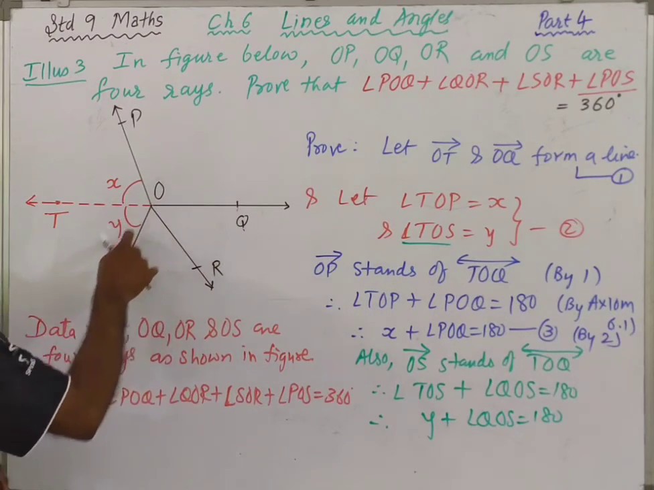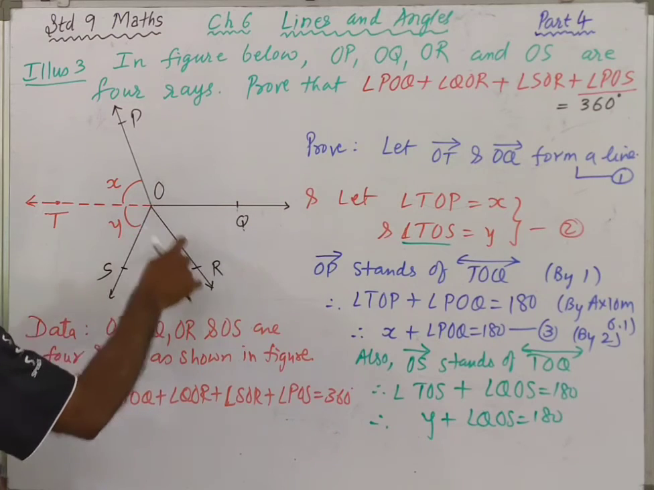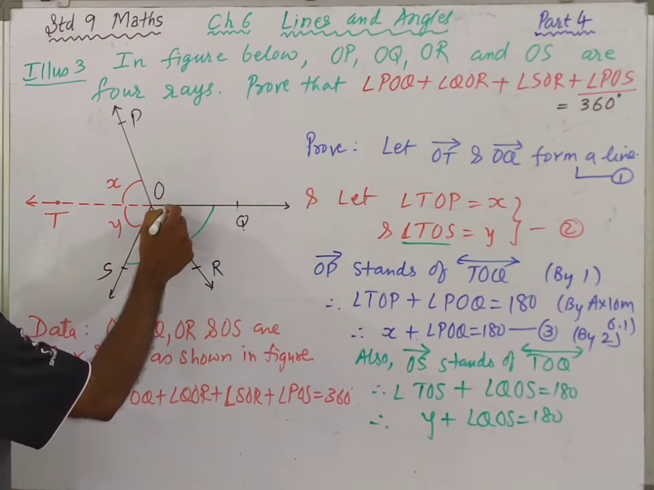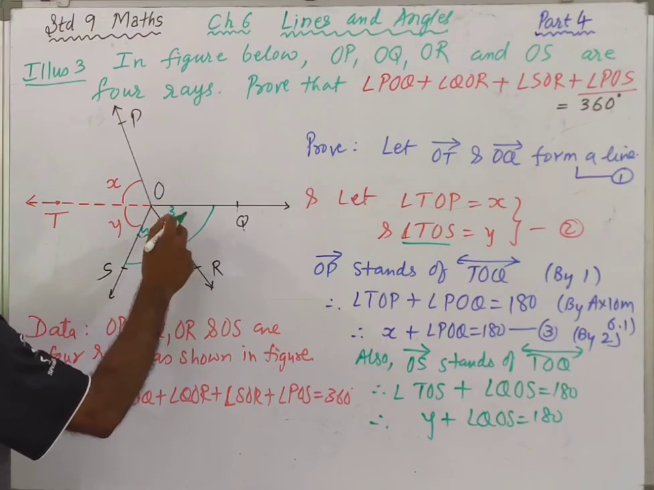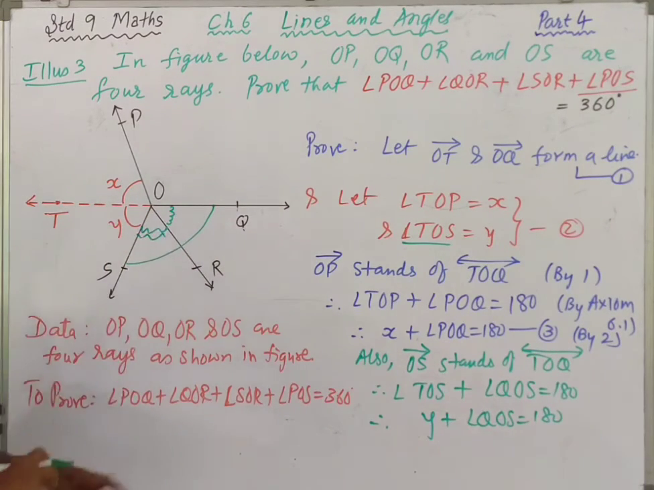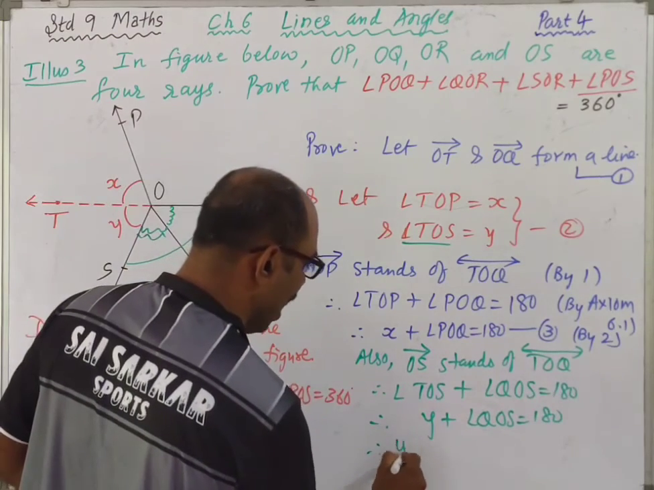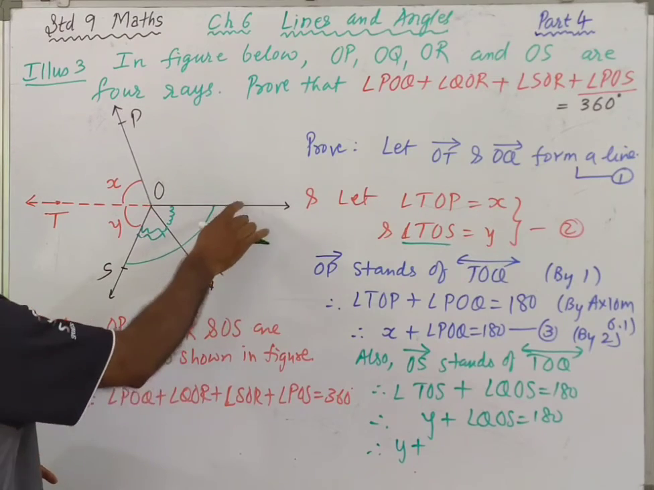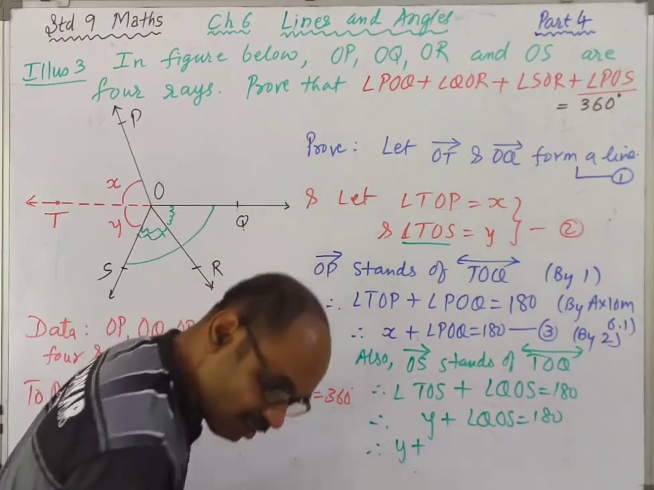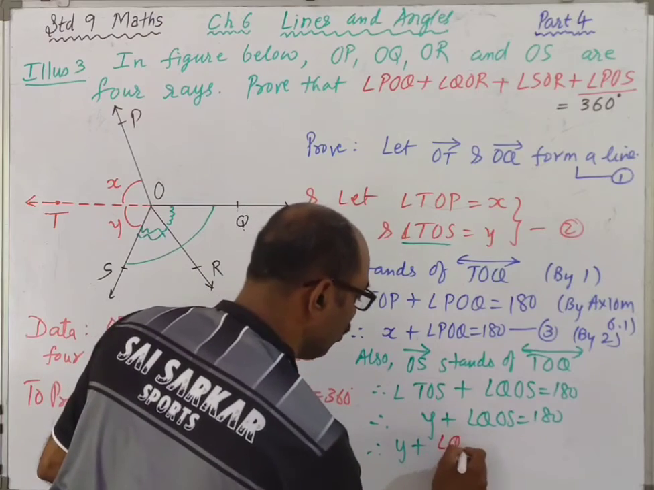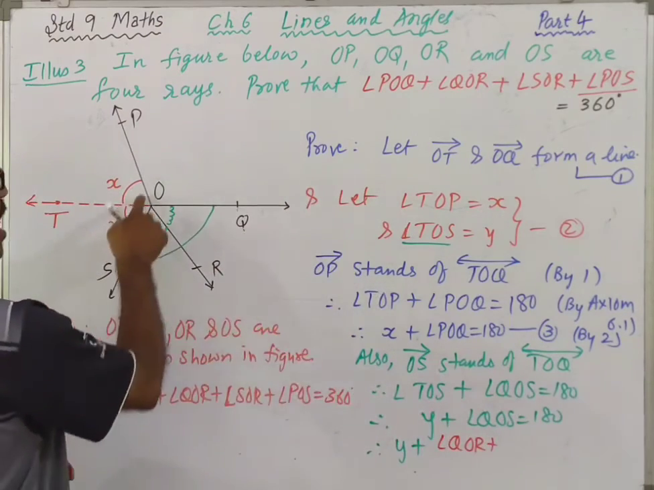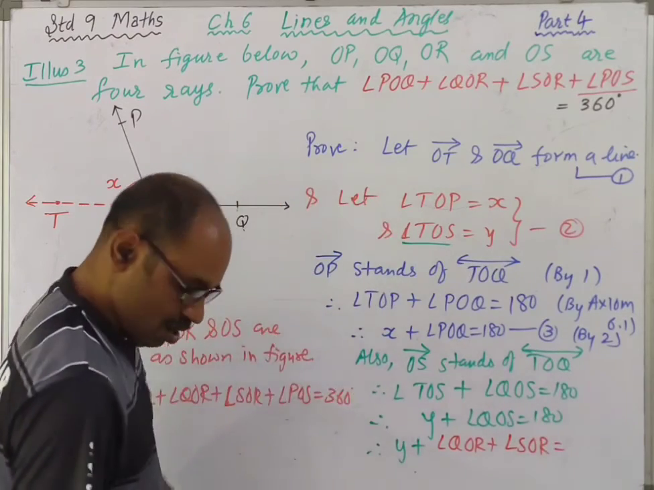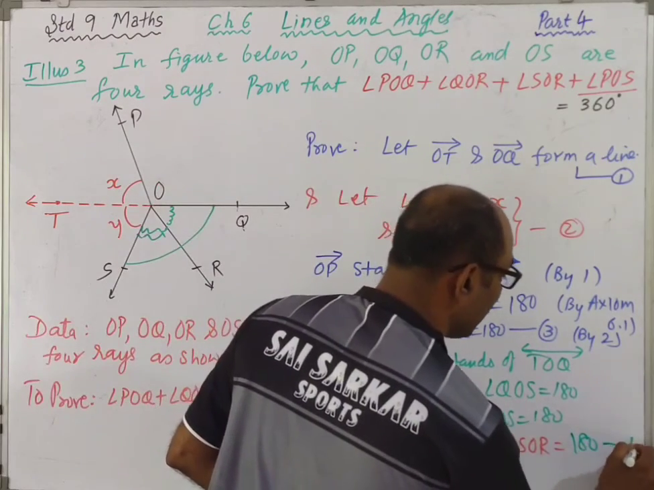Children, QOS is QOR plus SOR. Am I right? This whole angle has 2 parts, one and this other. So this whole angle is this plus this. Let me write that. Therefore, Y plus, instead of QOS, I'm going to write the sum of its 2 parts. Let me change the color. Angle QOR plus angle SOR is equal to 180. Call it result number 4.